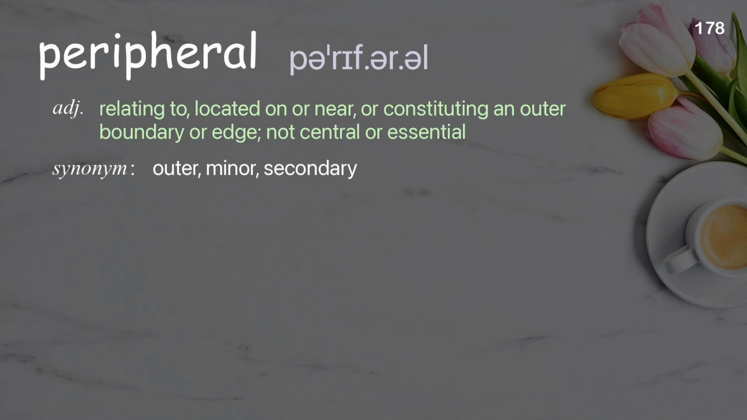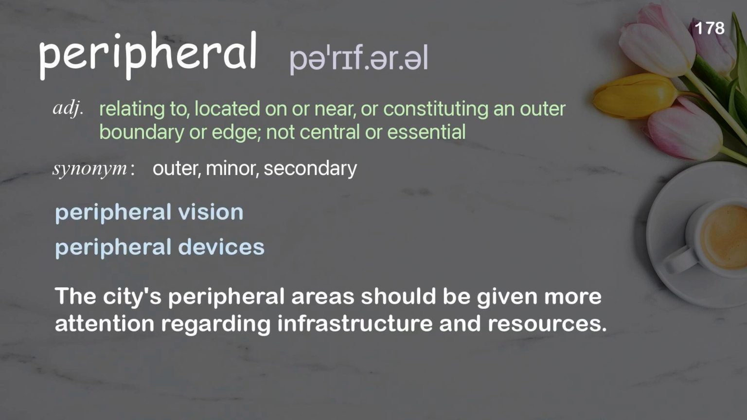Peripheral. Relating to, located on or near, or constituting an outer boundary or edge, not central or essential. Examples: peripheral vision. Peripheral devices. The city's peripheral areas should be given more attention regarding infrastructure and resources.